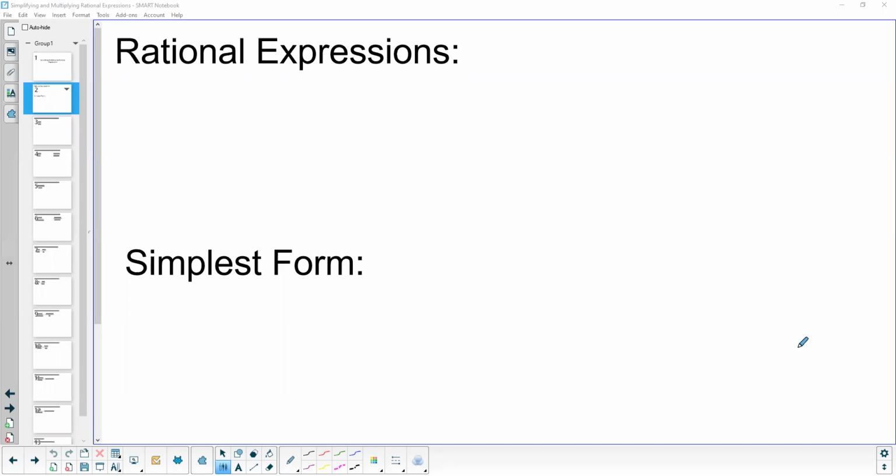Rational expressions. So we're going to be simplifying them in this video. In future videos, we're going to talk about how we can multiply them, divide them, add them, subtract them, all the beautiful things you can do with a rational expression. So let's start by talking about what is a rational expression.